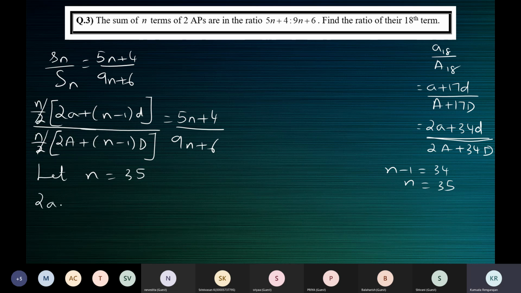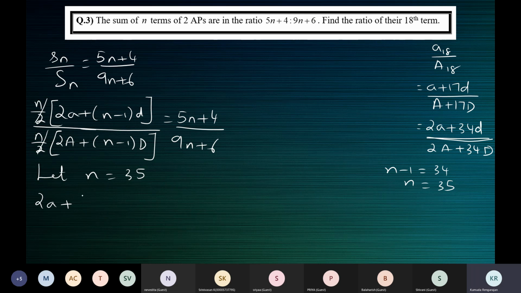So we're just giving a value for n. If you give this value for n, you can find the ratio of their 18th terms. Now, it's not that n should take only 35; you can give some other number. But here we need to find the ratio of their 18th terms, so you have to take n as 35.